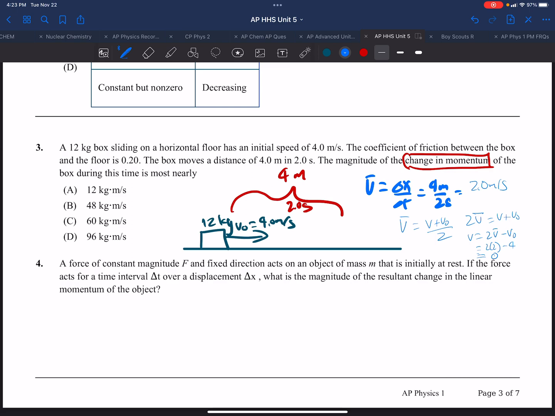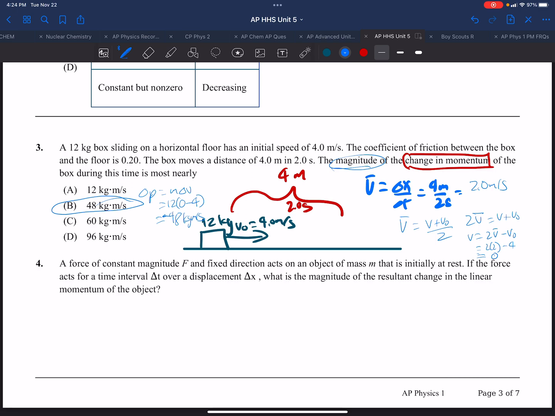Came to a stop. And so the change in momentum is m delta v. The mass is 12, and the velocity ended at 0, started at 4. So we have minus 48 kilogram meters per second, a decrease. And we want to know the magnitude. That means don't worry about the negative. So choice B.